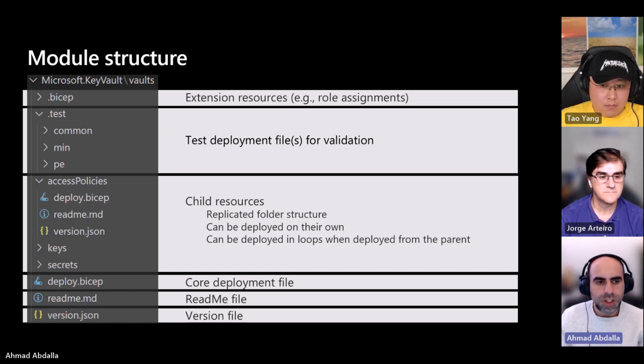And then this is where you can see the child resources. Access policies, keys, and secrets are child resources of vaults. Every module in here is also treated as its own entity. So I could simply take only access policies by itself, give it the key vault name, and deploy it in isolation. So you do not actually need the parent.